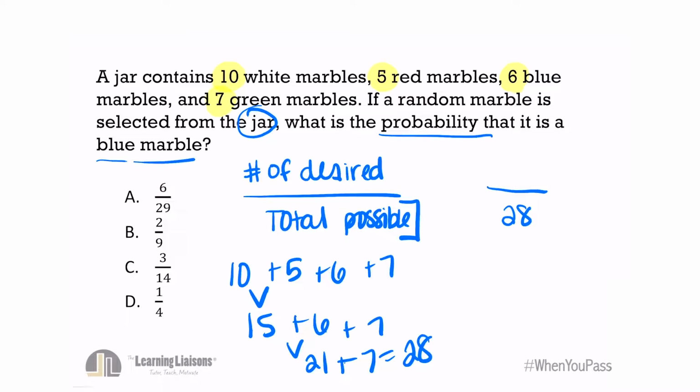Now, what is the probability that it is a blue marble? So we need to look at how many blue marbles are in the jar. And that number is 6. So 6 out of 28 is the probability, but we don't see that answer choice here. So we have to divide the numerator and the denominator by the same number to see what the simplified version of this fraction is. So I can divide them both by 2. 6 divided by 2 is 3. 28 divided by 2 is 14. So 3 out of 14 is the probability that I'm going to pull a blue marble out of this jar.